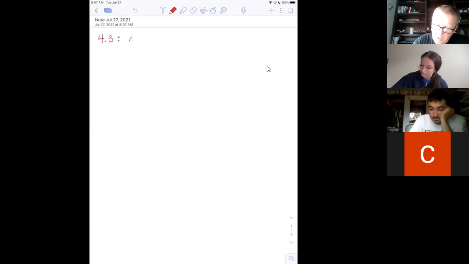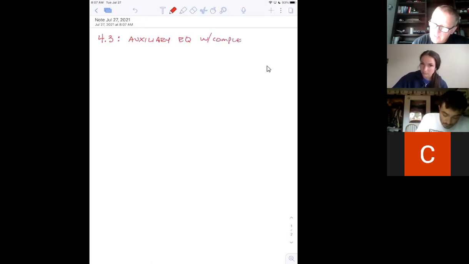So 4.3, auxiliary equation with complex roots. Roots is the least usual word for this, but it just means complex solutions. You get a negative under the square root sign. You should be able to speak the language of math.